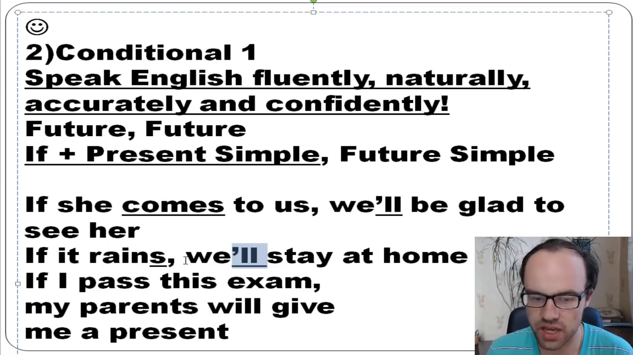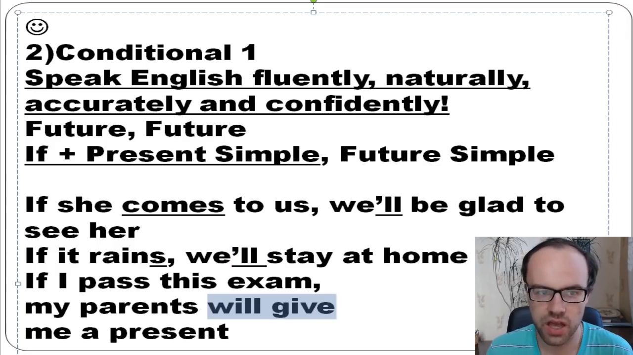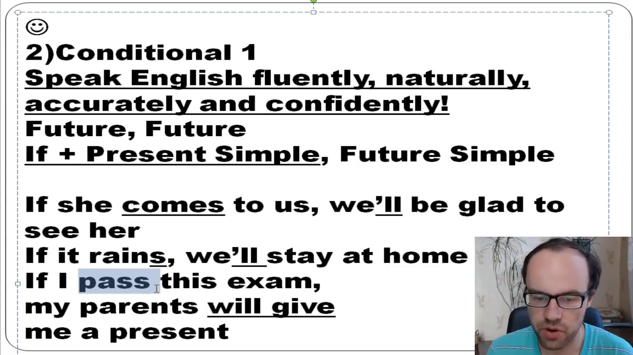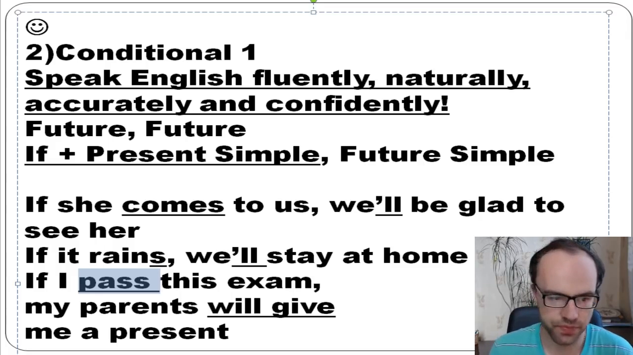If I pass this exam, my parents will give me a present, yeah? So it's about the future. We see future simple, will give, yeah? And we use present simple after if. If I pass this exam, yeah? Although we talk about the future, so it's a rule. The first conditional, please remember it.